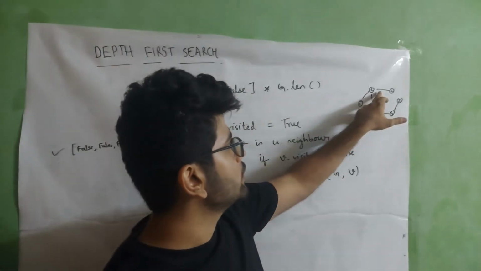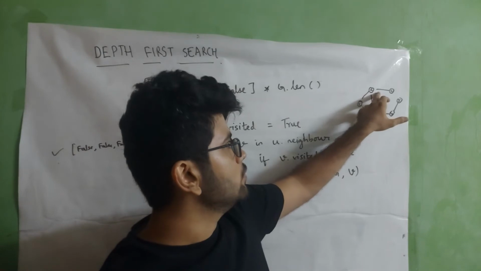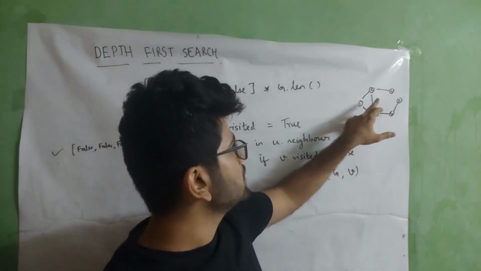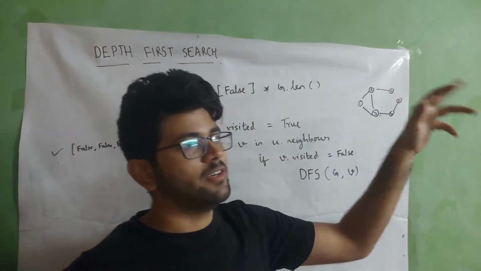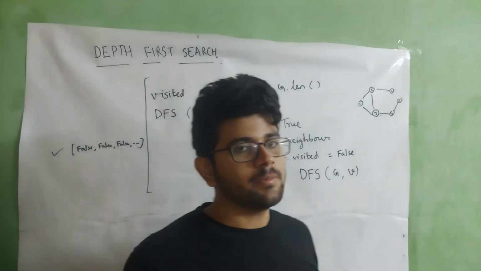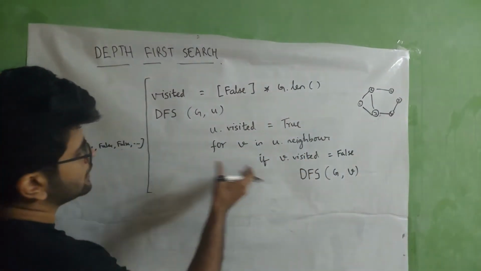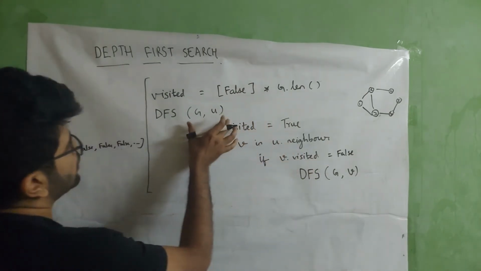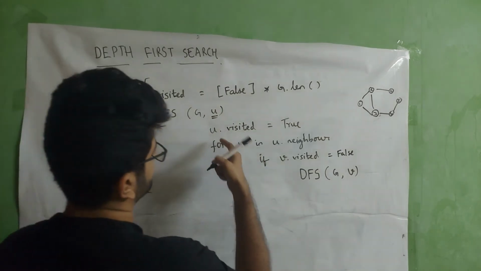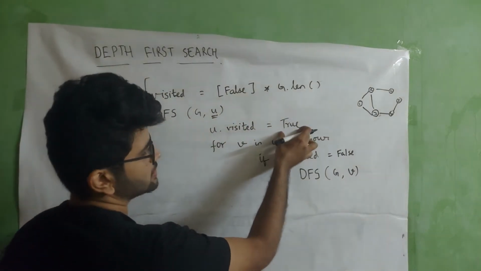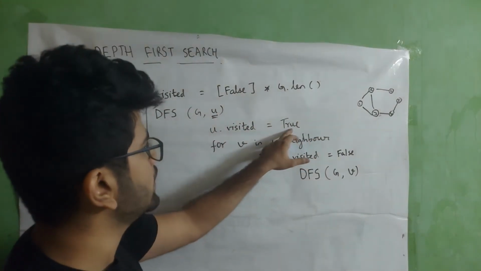If I'm at 1, I was looking at 2 and 3 and I hadn't visited 2, so I visited 2. From 2 I had options of 1, 3 and 6, but 1 I've already explored, so I've gone to the next vertex which was not previously explored. So it is recursive in nature. I start off with an initial vertex, which in our example was 1. So 1.visited, I changed the state to true.